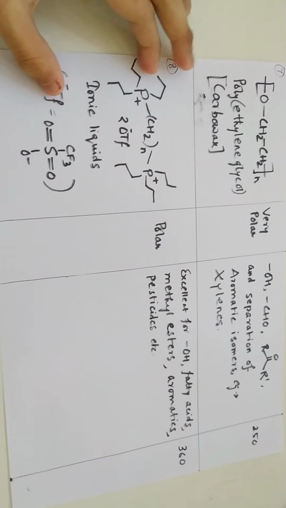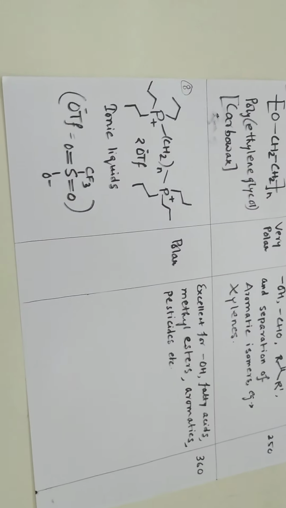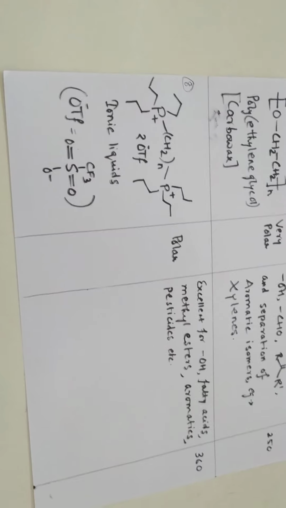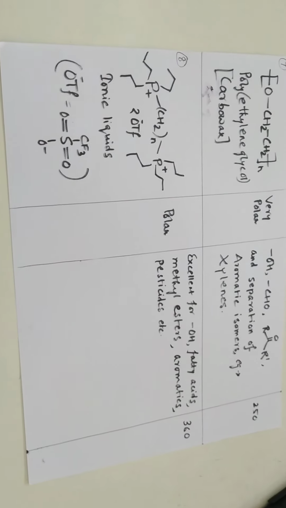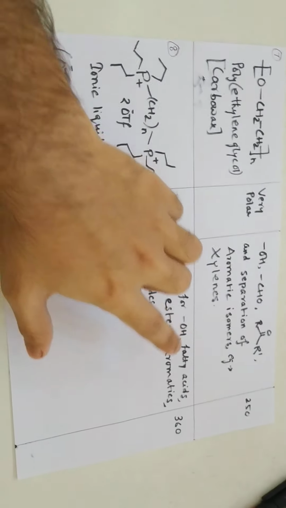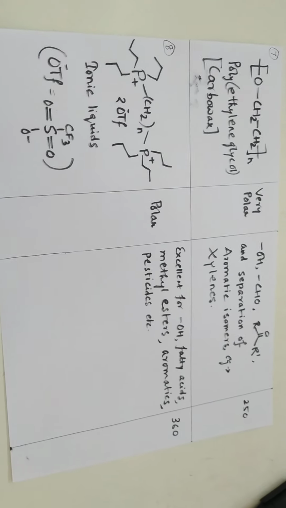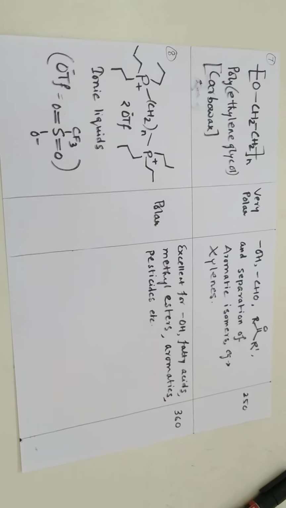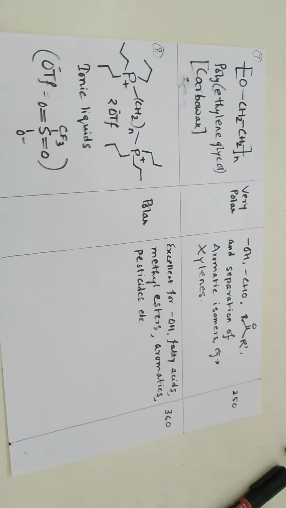Here I have given a structure of an ionic liquid of phosphorus and OTf. I have drawn the structure here, and it is quite polar and is excellent for the separation of alcohols, OH groups, fatty acids, methyl esters, aromatics, and pesticides, etc. And it has a maximum temperature of 360 degrees Celsius. This is my talk on stationary phases in gas chromatography. Thank you for listening.